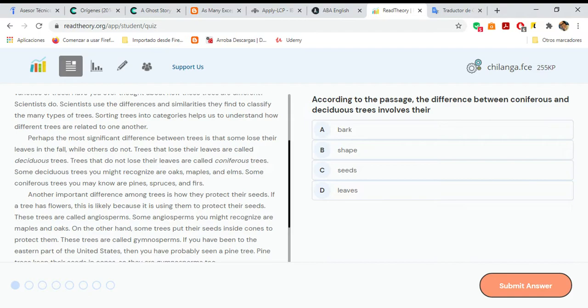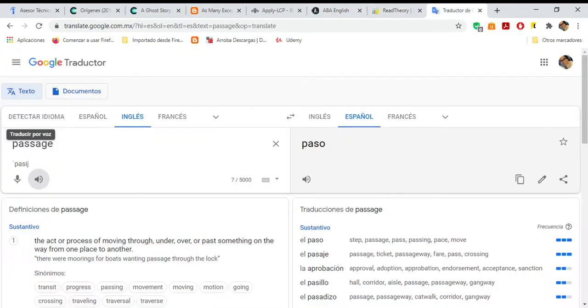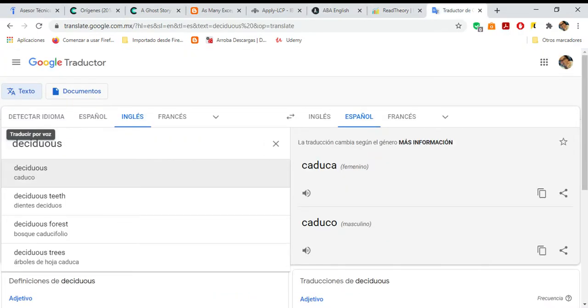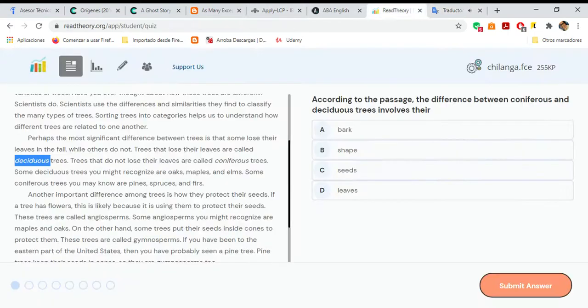Perhaps the most significant difference between trees is that some lose their leaves in the fall, while others do not. Trees that lose their leaves are called deciduous trees. Trees that do not lose their leaves are called coniferous trees.